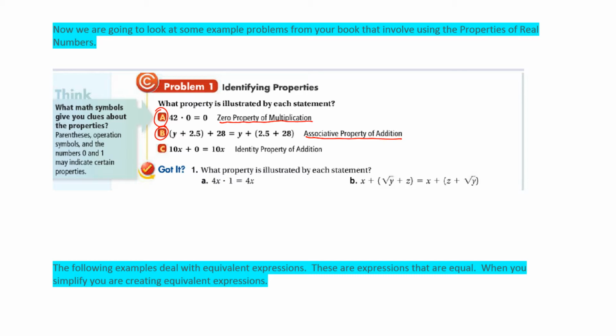And in example C, I have 10x plus 0 equals 10x. 0 being my additive identity, and I get what I started with back at the end, so I have my identity property of addition. I would like for you to do the Got It problem 1, A and B.